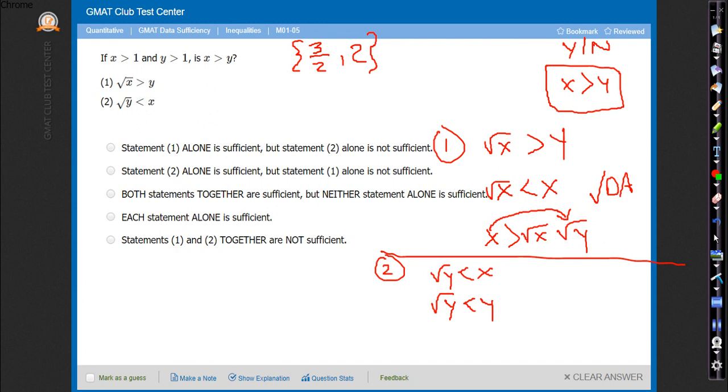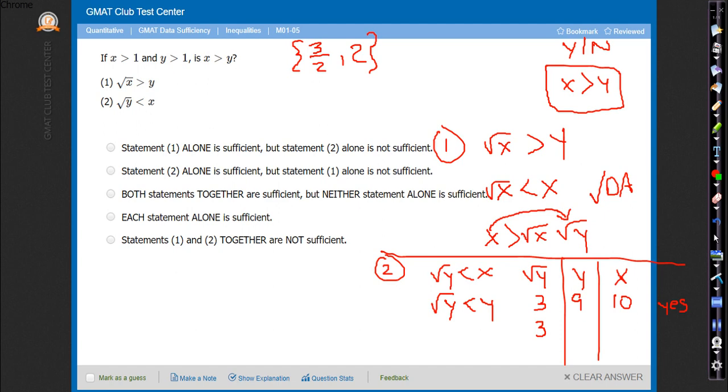I'll explain this with some number examples, right? So we have the square root of y, and x, right? So you could have, let's say y is 9, square root of y is 3, and x is 10, right? In this case, x is greater than the square root of y, and it's also greater than y. So this is going to give us a yes, right?